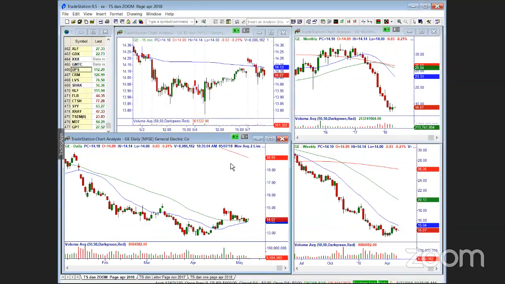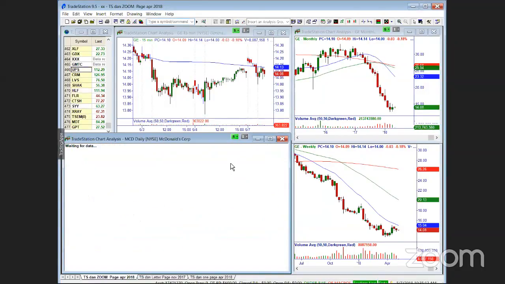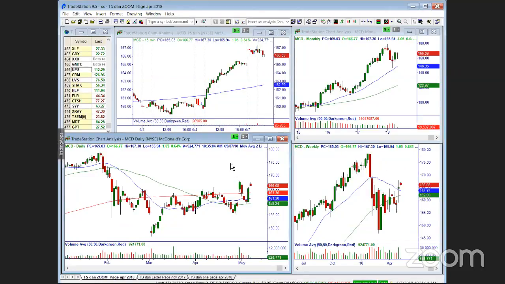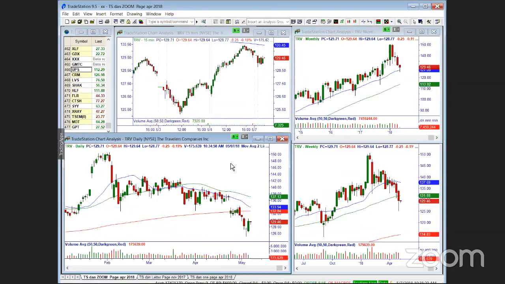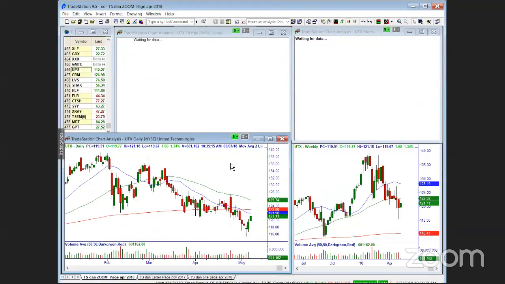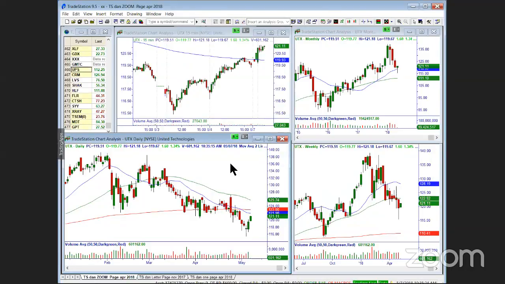I don't even think GE is in the Dow anymore, is it? Sure, I think, yeah. With the Dow 30? I thought they kicked him out. Guess not. It was talked about. I don't think it was done. It's in there. UTX bouncing in a downtrend, very sloppy.